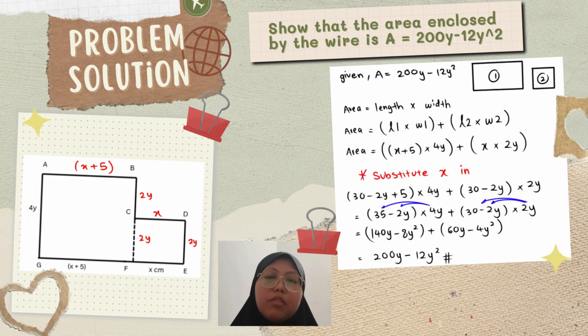From there, we just simplify the expression, and we will finally get 200y minus 12y squared, which is the same answer as the expression the question asked for.